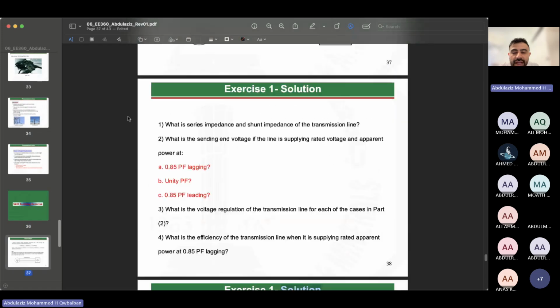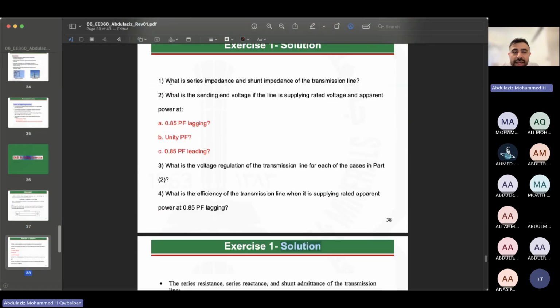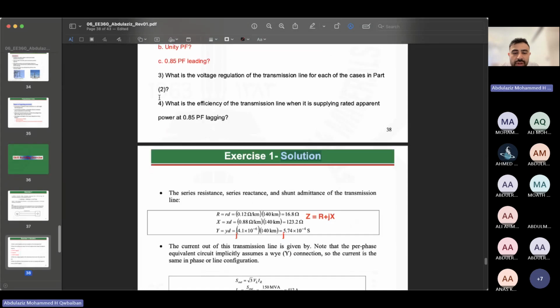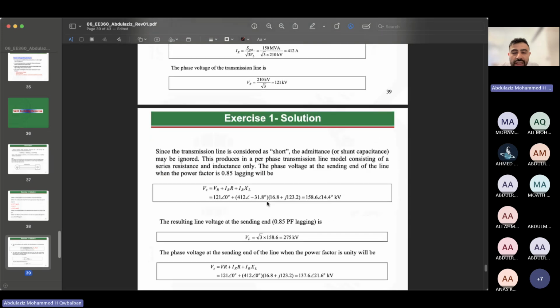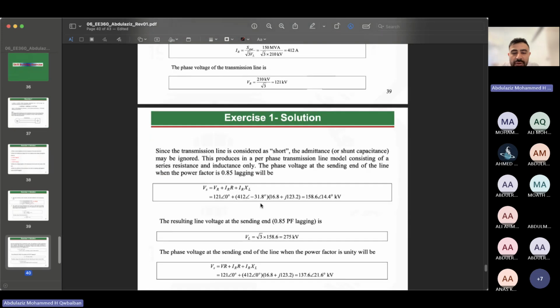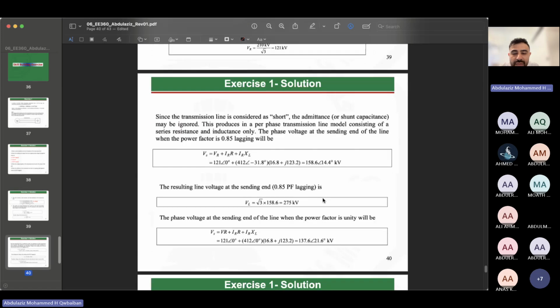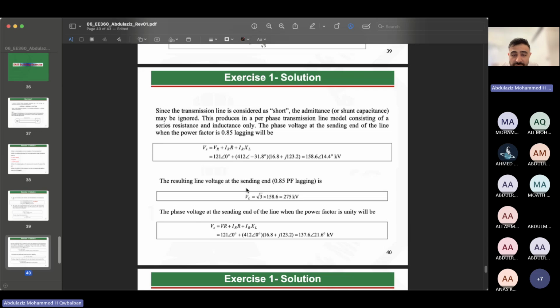So if you do this exercise, part A is the same. Part 2 is you should get it for 0.85 power factor lagging, which gives you the angle minus 31. If you do the calculation, you should get this number, 158 angle 14. Now he's asking for the line voltage. For the Y connected, the line voltage is square root of 3 times the magnitude. You can add 30 degrees if you want.